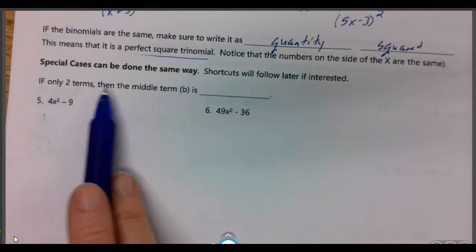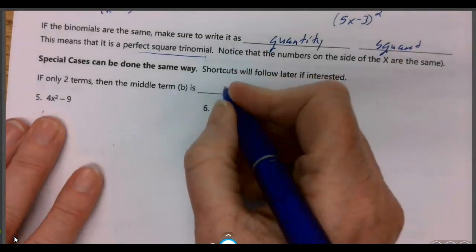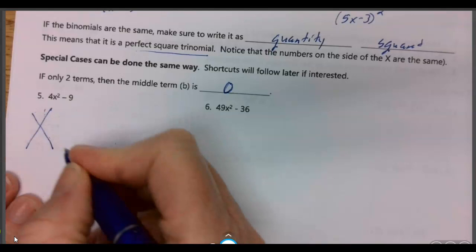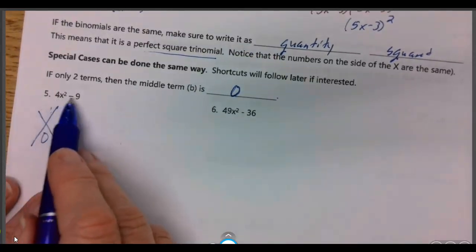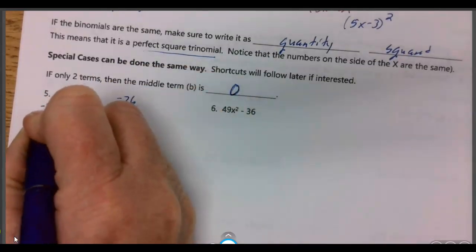Notice if we only have two terms, what about the middle term? Well, the middle term is missing. So what does that mean the middle term is? It's 0. Okay, so when we make our x here, our middle term is going to be 0. I'm going to do everything else the same. 4 times negative 9 is a negative 36. That goes up at the top.